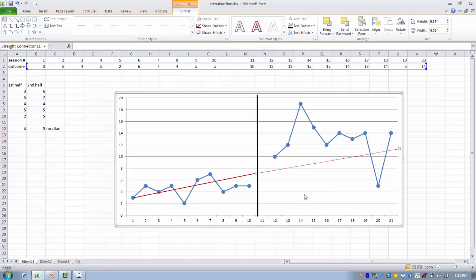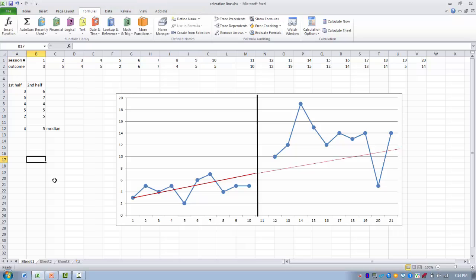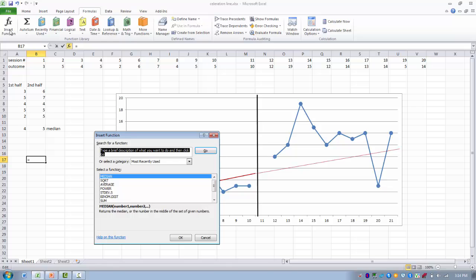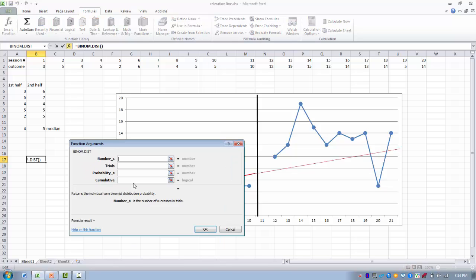Okay, so in order to run the binomial test, we're going to need to go to the Formulas tab. We're going to do insert function, and we're going to search for the binomial test. And it is designated as binom.dist. This is the binomial test. And we're going to go ahead and click on OK.